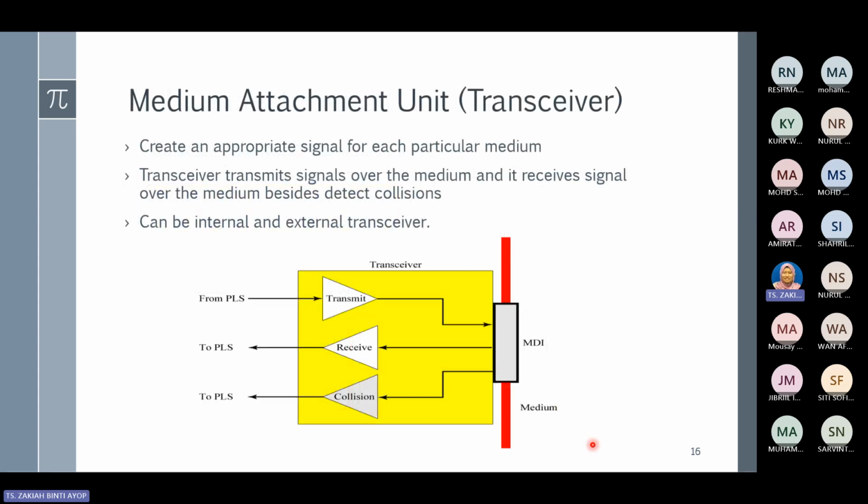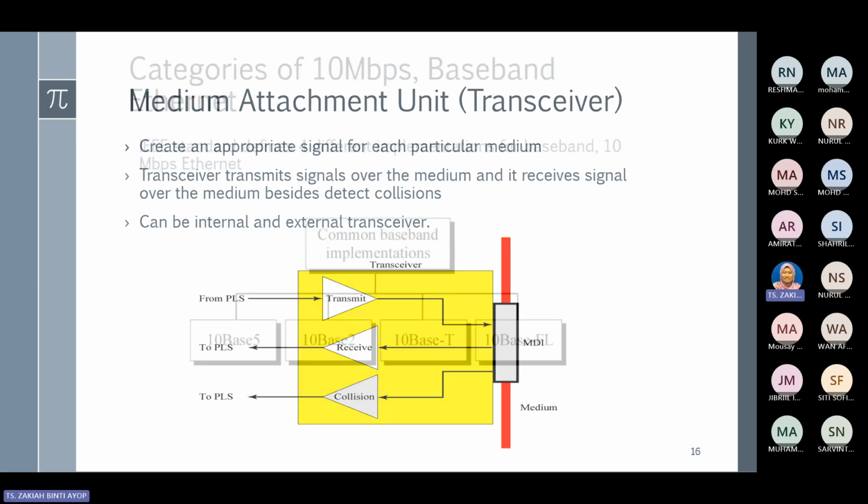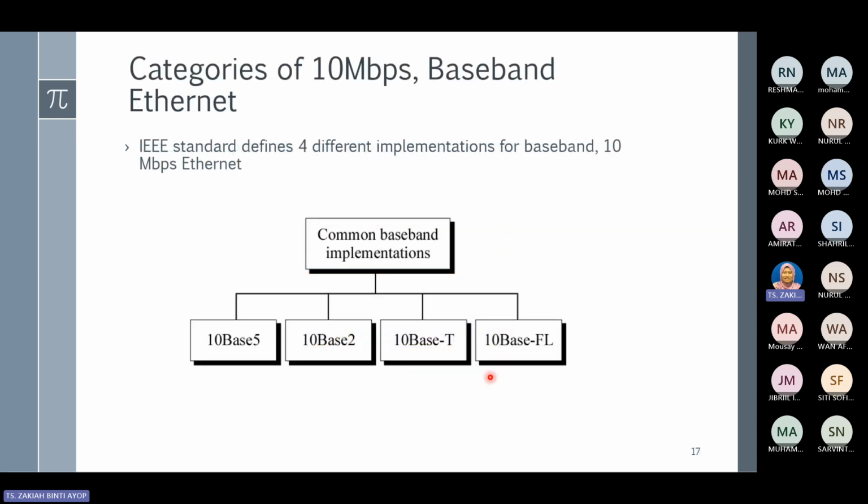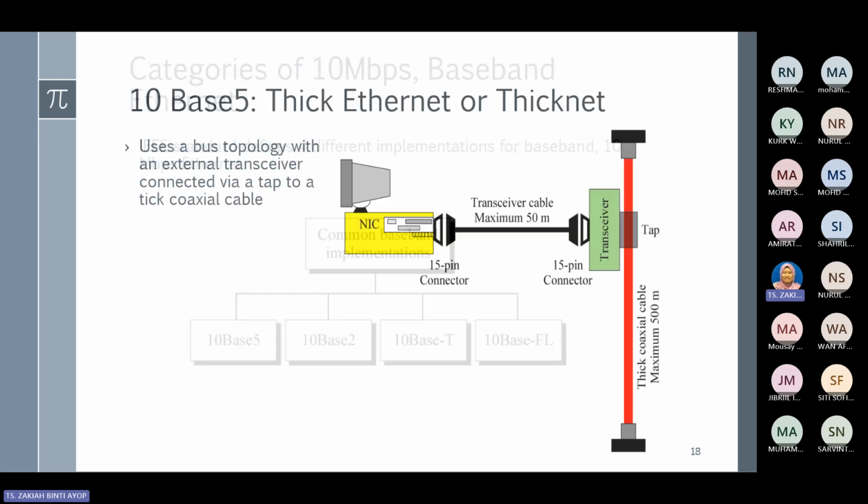Okay, and then the MAU, or medium attachment unit, or transceiver, creates an appropriate signal for each particular medium. The transceiver transmits signals over the medium, receives signals over the medium, and also detects collisions. It can be an internal or external transceiver. There are several categories of 10 megabit per second, or baseband, Ethernet. The IEEE standard defines four different implementations for baseband: 10Base5, 10Base2, 10BaseT, and 10BaseFL.